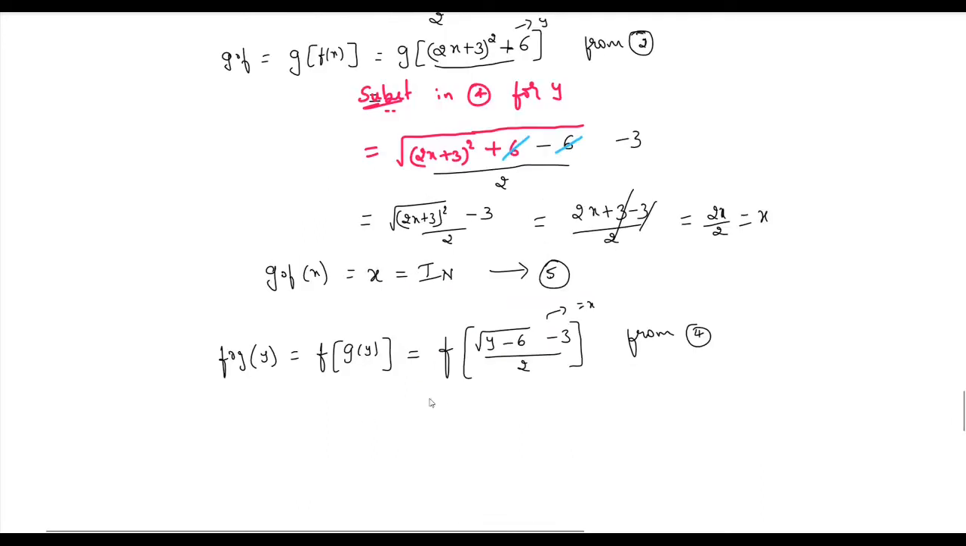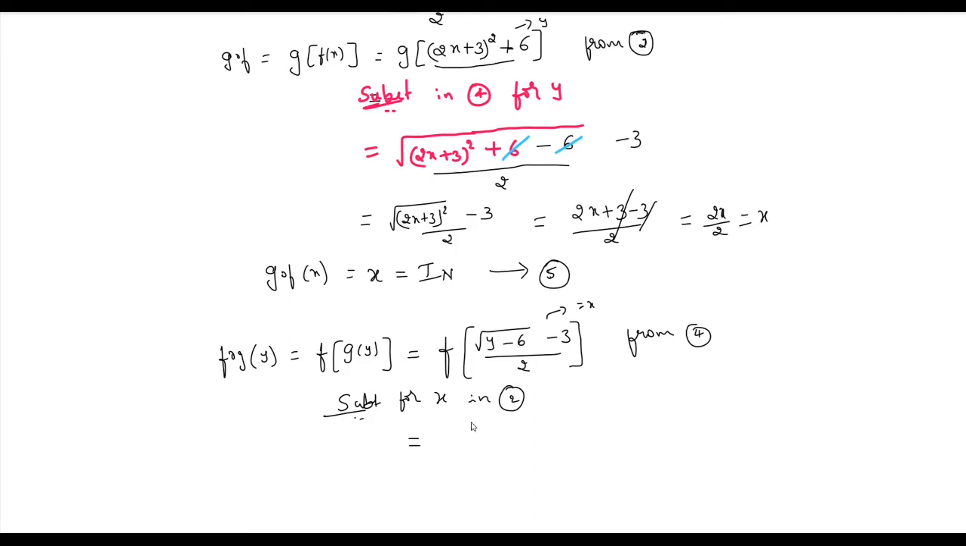Now the function f. What we will be doing is substituting for x. In which equation? We will be substituting in equation 2. That is, instead of considering equation 1 for f of x, we are considering equation 2 for f of x. There is a square and we can get rid of this square root. This will be f of.